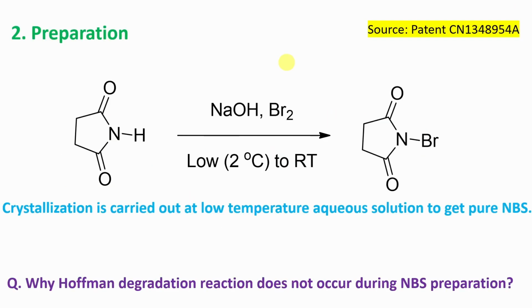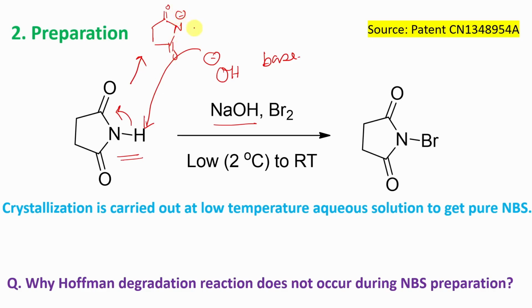Next, now if I talk about the preparation of this reagent, how it is prepared. Some time before I told you about the acidity of this. That's why if you treat this with sodium hydroxide, OH minus acts here as a base. It abstracts this proton and produces this anion. So fine, this anion is produced. This is N minus, and obviously water is there, I'm not showing it.